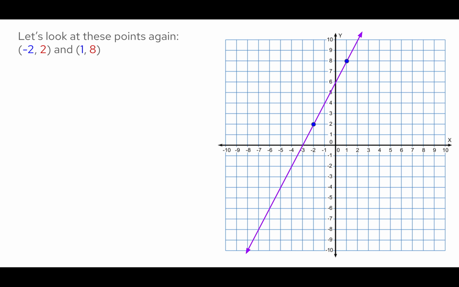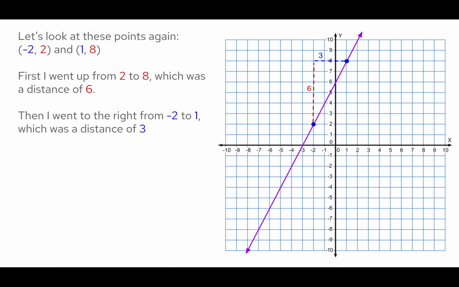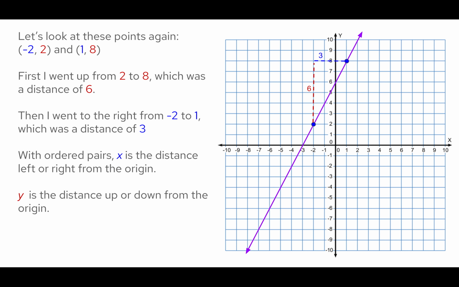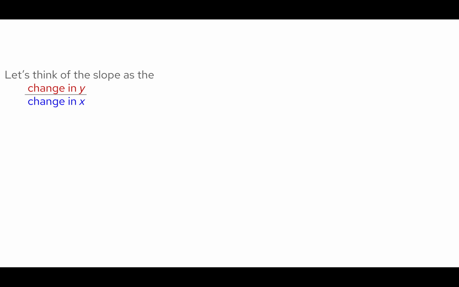And there is. Let's look at these points again, the negative 2, 2 and the 1, 8. Again, first I went up from the 2 to the 8, which was a distance of 6. Then I went to the right from negative 2 to 1, which was a distance of 3. So with the ordered pairs, x is the distance left or right from the origin, and y is the distance up or down from the origin. So what we can do is think of slope as the change in y over the change in x. And we can write that as y sub 1 minus y sub 2 divided by x sub 1 minus x sub 2. Or y sub 2 minus y sub 1 divided by x sub 2 minus x sub 1.